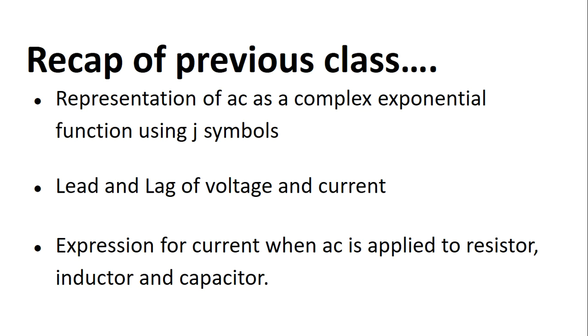Before going into the discussion, let us recap what we have learned in the previous class. We learned about the representation of AC as a complex exponential function using the j symbol, lead and lag of voltage and current, and the expression for current when AC is applied to a pure resistor, pure inductor and pure capacitor circuit.